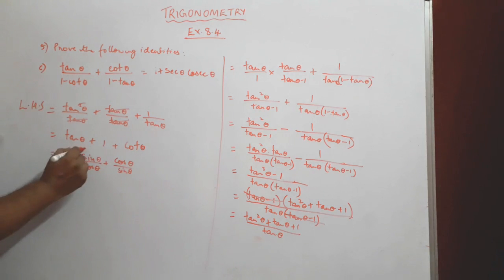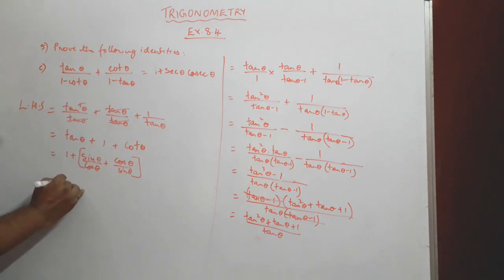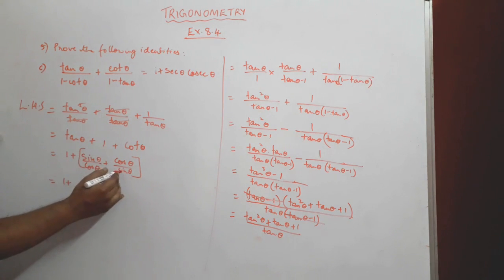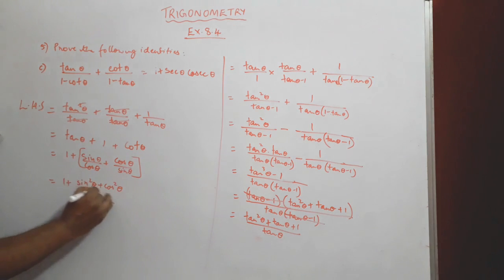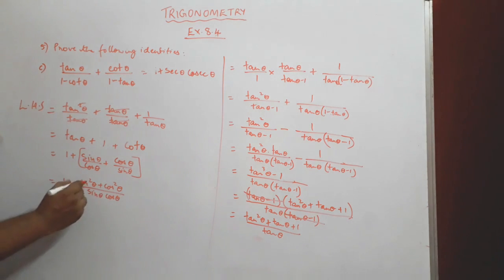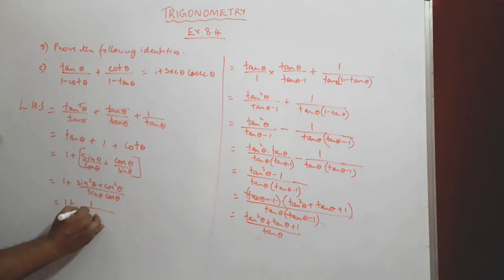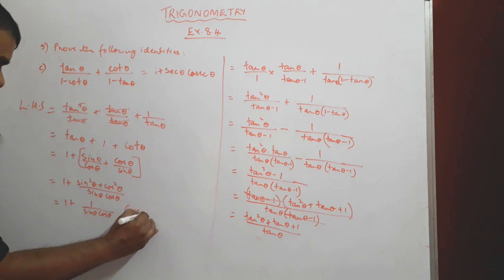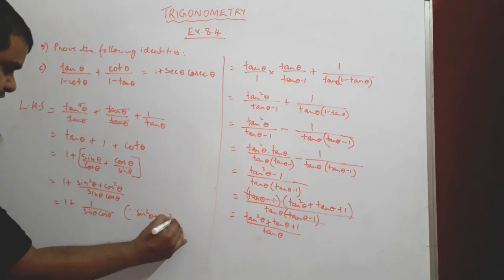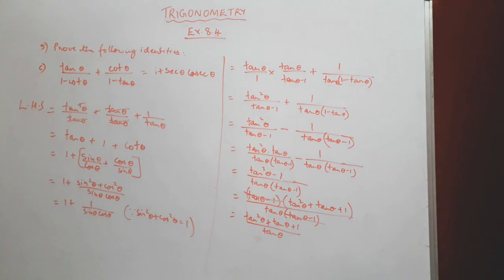Okay, now I'll take only this part, I'll leave the 1 separate, and if I want to add them up, then I need to take the LCM. So LCM will be, we'll have to multiply sin theta into sin theta and cos theta into cos theta, and we'll get sin square theta plus cos square theta, whole thing upon sin theta cos theta. Sin square theta plus cos square theta is what? Equal to 1. So we write 1 plus 1 upon sin theta cos theta, since sin square theta plus cos square theta equals 1.